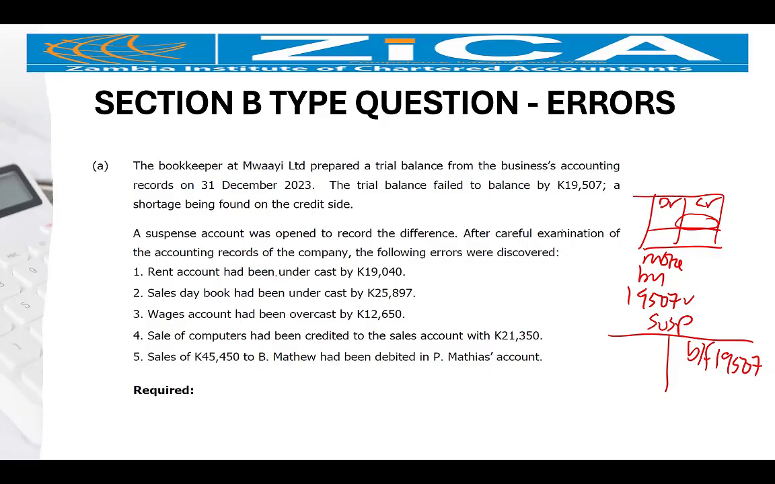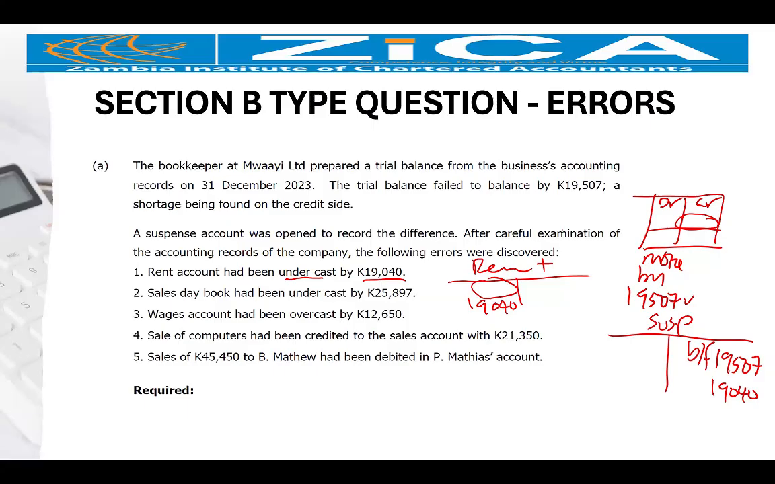So here, rent account had been undercast by this figure. So if you know that rent has a debit balance, what it means is this rent account, whatever the total cost was here on the debit, the amount was less stated by 19,040. So to make a correction, put the 19,040 on the same side where we record rent. Double entry, suspense should be credited 19,040. Okay. So this is a practical example of undercast involving one account. So top up on the correct side of that account, double entry suspense.